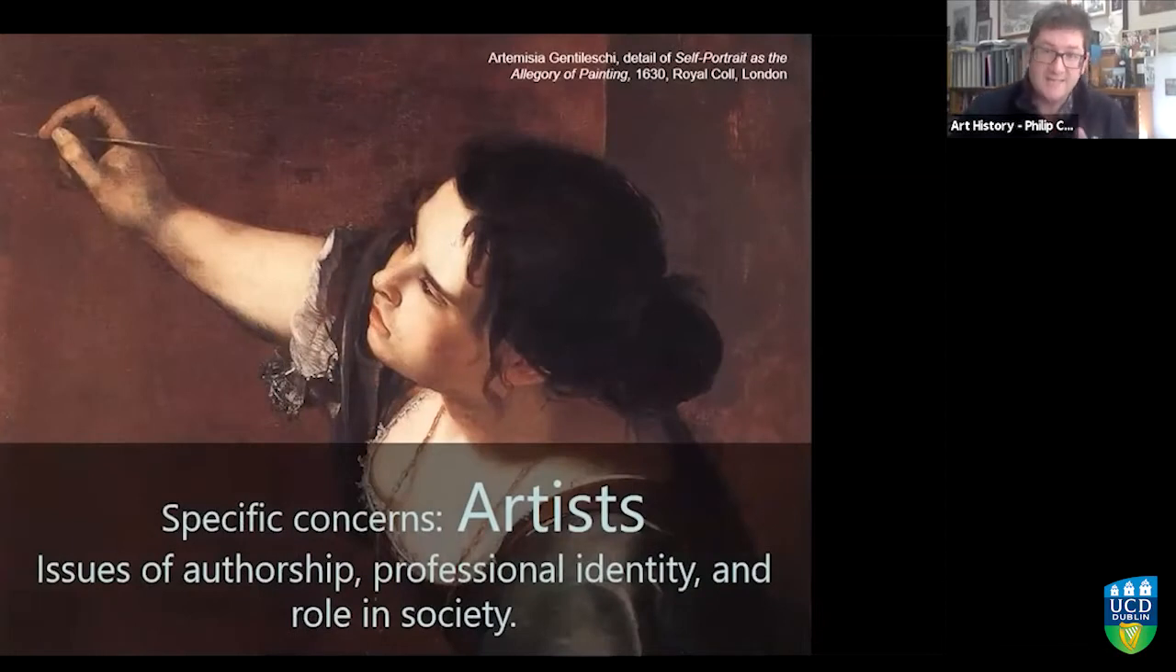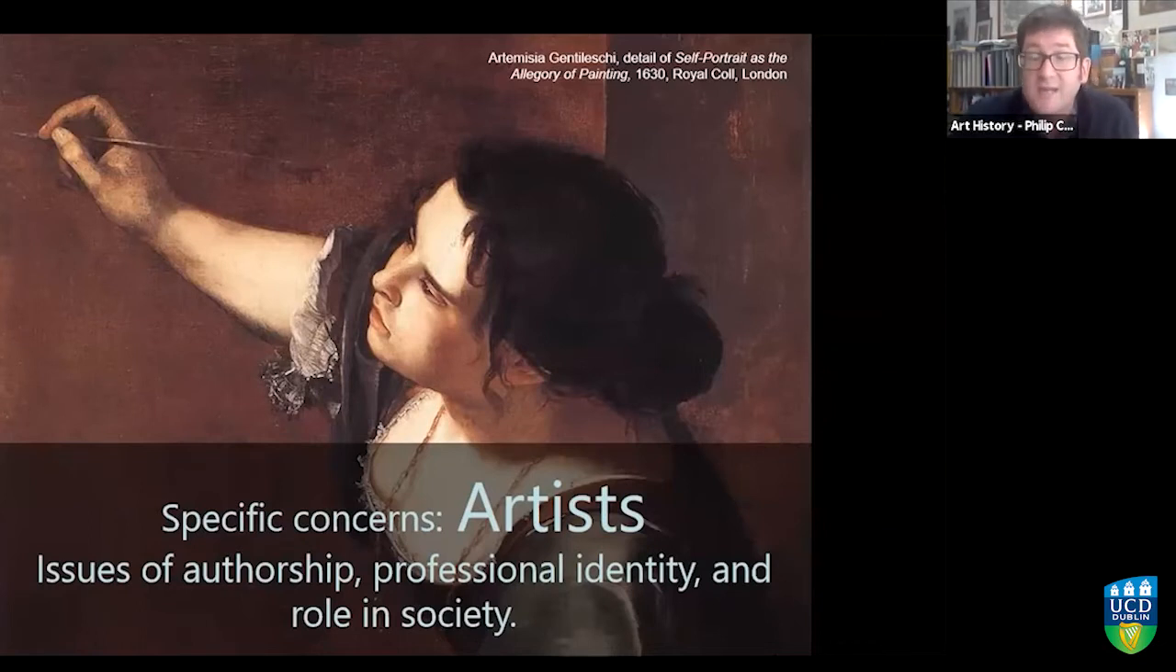Now, in trying to answer that question, we also have to divide the subject into various important strands. One particular strand of inquiry is our interest in artists, their biographies, their role in society. We're interested in issues of authorship, professional identity, and how artists fashion themselves, see themselves, understand their role, and how they are in turn understood, rather, by their patrons and wider society.